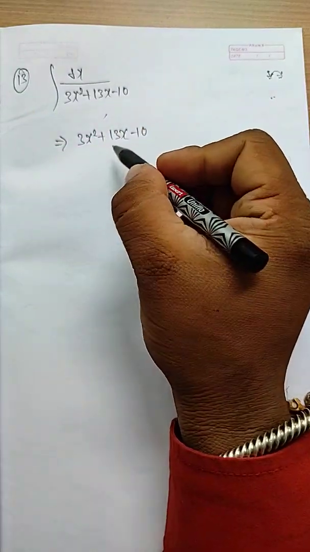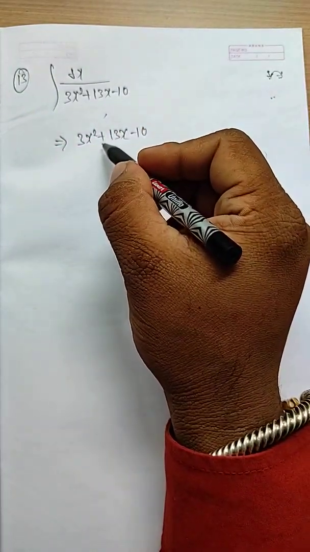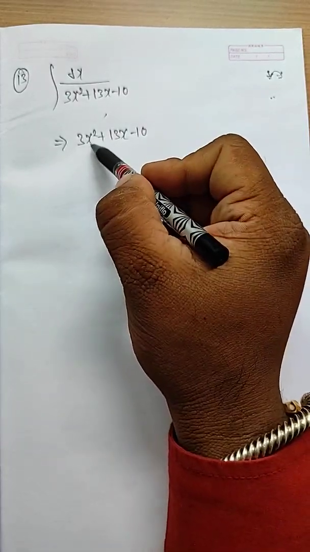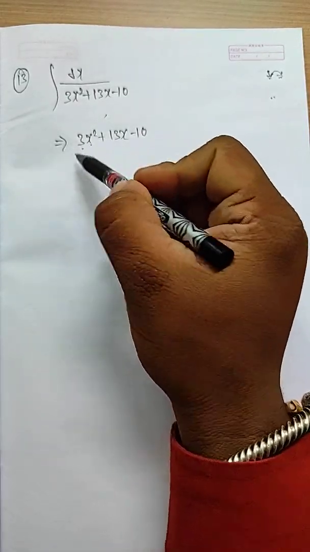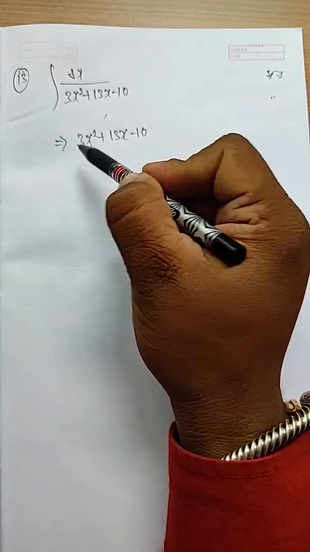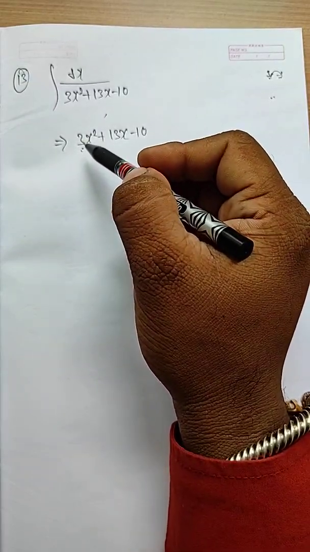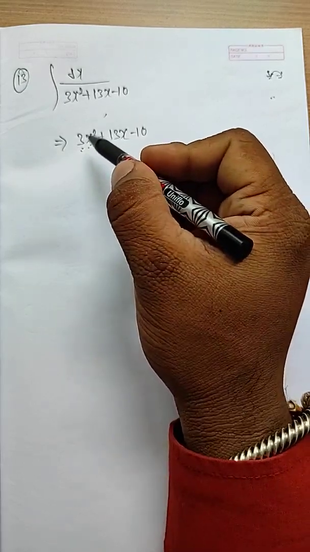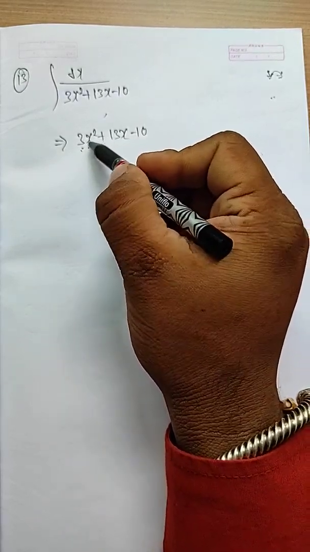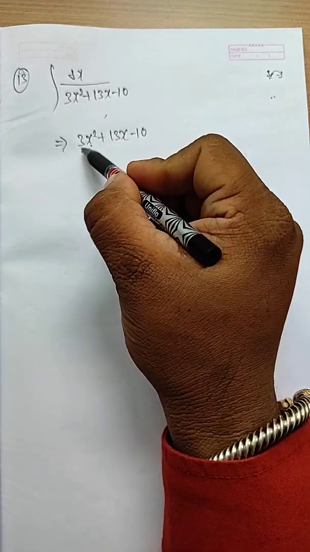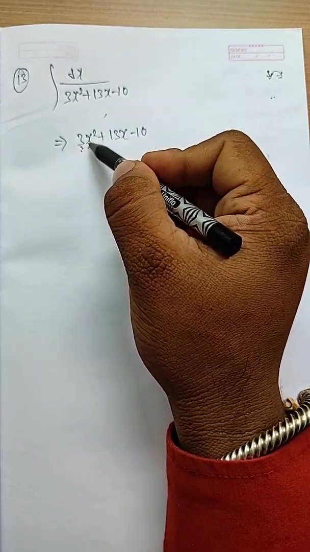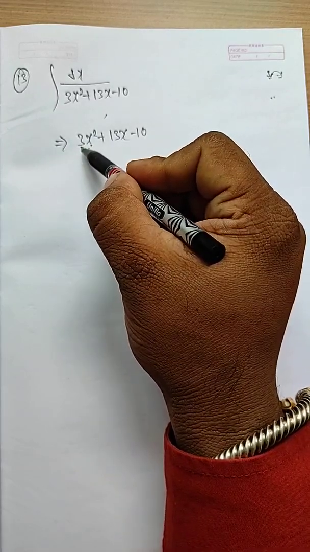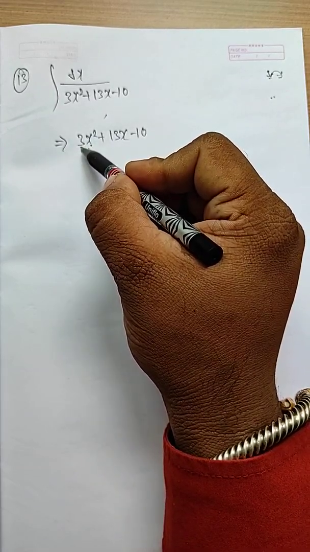Now, the middle term has a plus, correct? So you want to apply a plus b whole square. Before that, the x square coefficient here is 3. If the x square coefficient is not a perfect square, take it as common. If we had 4, we could write it as 2x whole square. But we have 3 here, and 3 is not a perfect square.